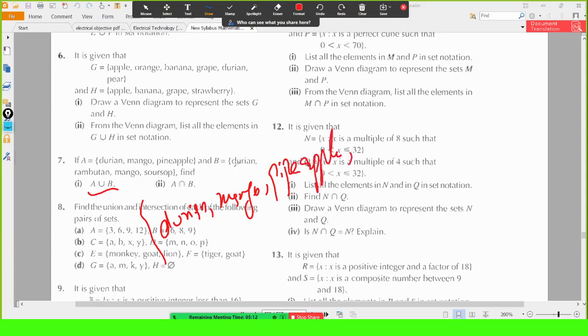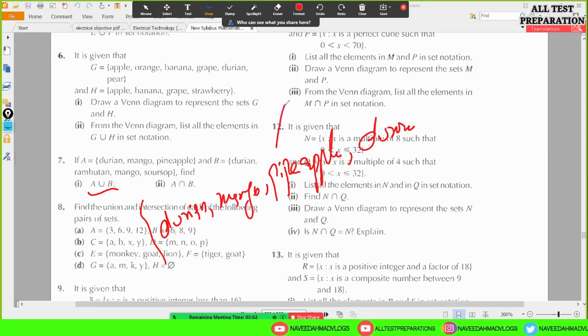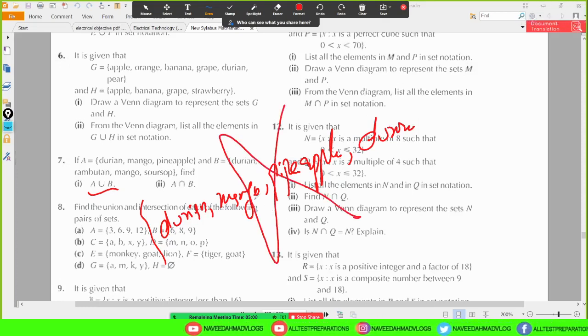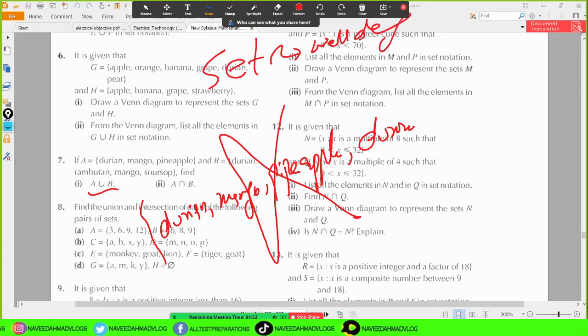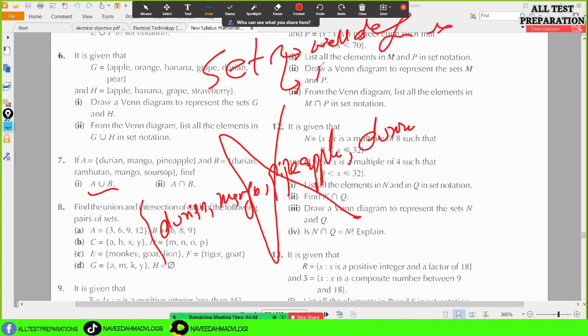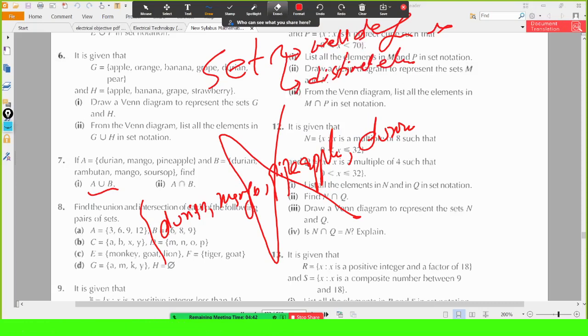Then you will come to B. Durian, I already wrote it. You will not write Durian again, because if you write it again, then there is repetition, and the teacher will give you zero marks because you brought repetition. In a set there is no repetition. A set has two conditions: well defined elements, and the second condition is distinct elements. So these are the two conditions of a set.